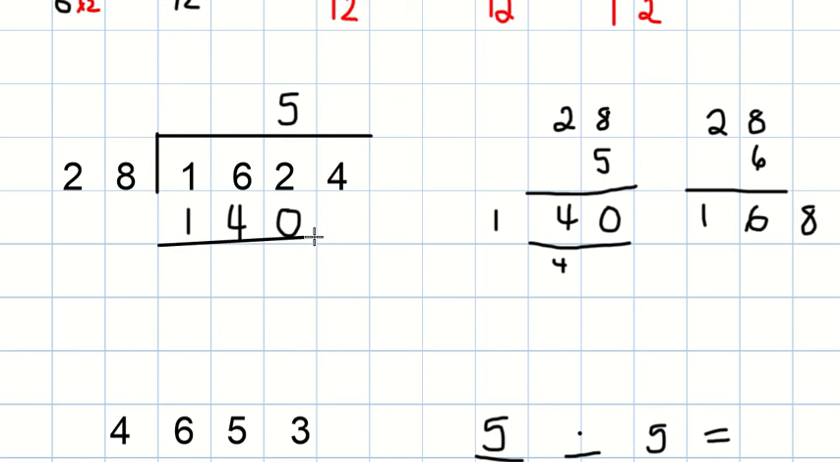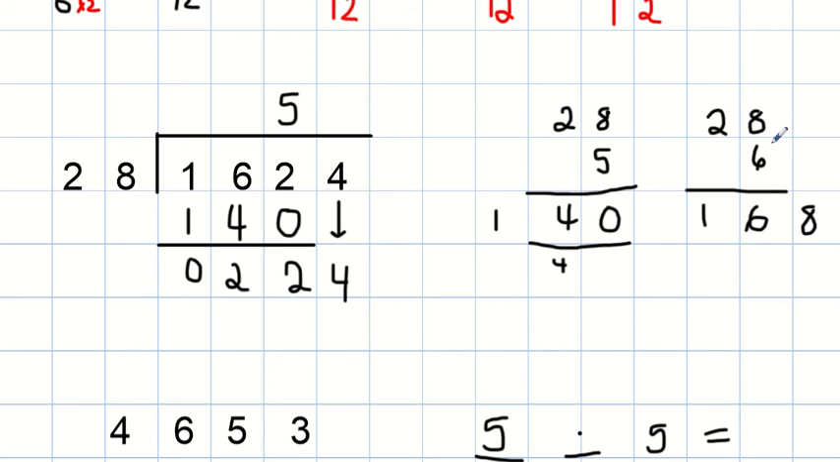Now I need to find the difference to work out my remainder, or what's left over. Some of you might be able to do that mentally, others of you might want to do a calculation. 2 subtract 0 is 2. 6 subtract 4 is 2. And 1 subtract 1 is 0. Now I'm thinking, can I do 28 into 22 equally? Well, no, I can't. So I need to bring down this 4. Therefore, I've got 28 into 224.